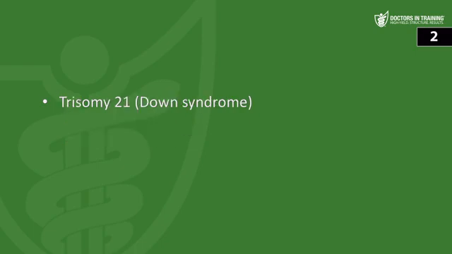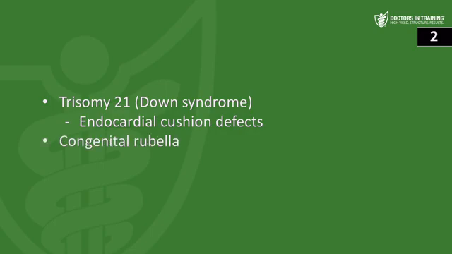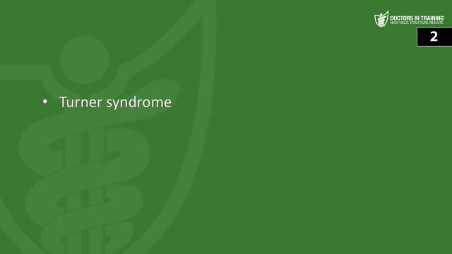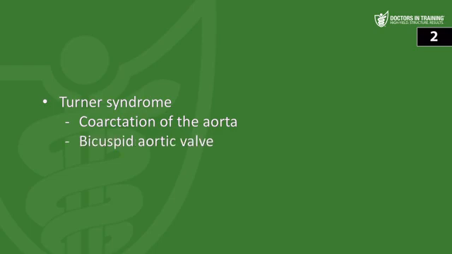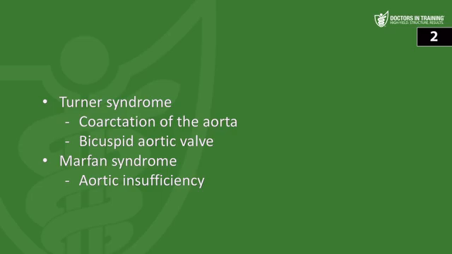Down syndrome, so that's going to be an endocardial cushion defect. Next we have congenital rubella. So this is either a PDA or pulmonary artery stenosis. Turner syndrome, so this is going to be coarctation of the aorta, also a bicuspid aortic valve. And then we have Marfan syndrome, so think of aortic insufficiency.